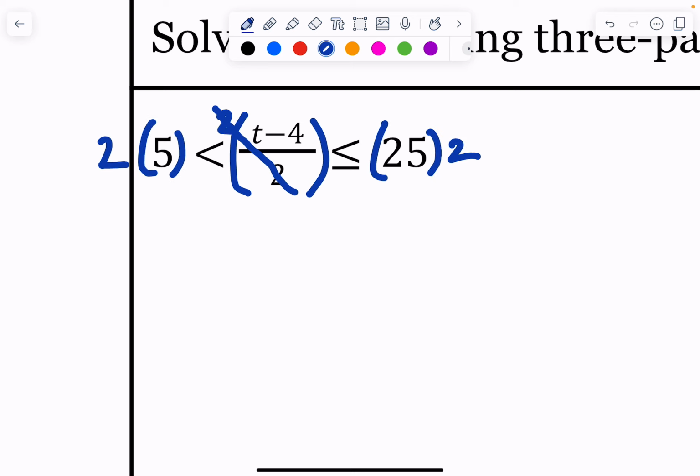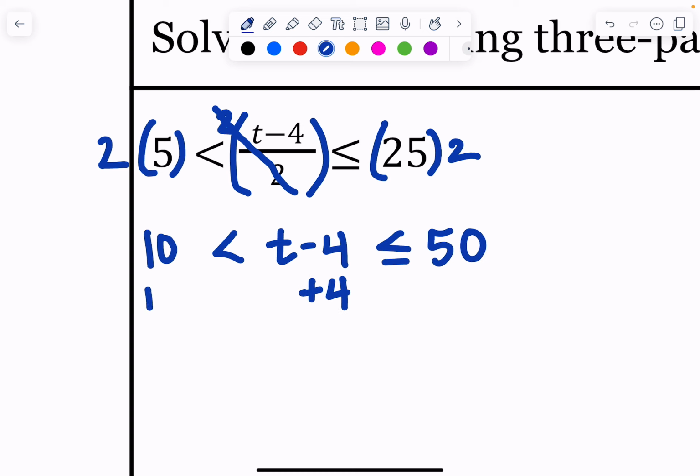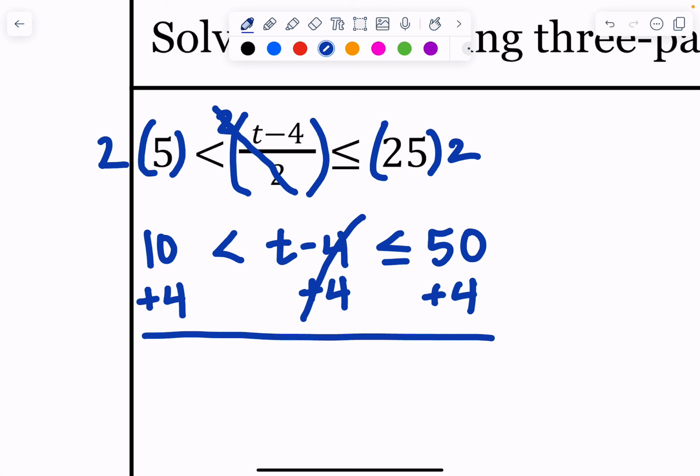Here the 2's cancel to 1. On the left, we've got 10 less than t minus 4 less than or equal to 50. Next, we need to add 4, and we have to do that all 3 places. So we've got 14 is less than t is less than or equal to 54.